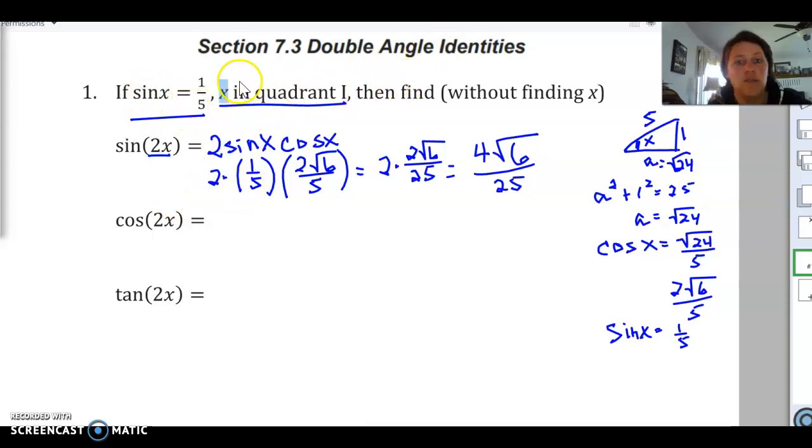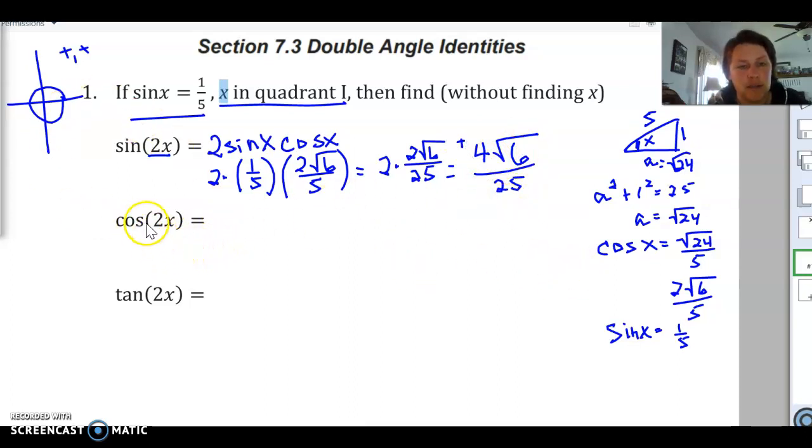Oh, good thing I looked back up there, we forgot to address the fact that we need quadrant 1. Not that this changes anything, but just so you know that it is something we need to make sure we're doing. If we want x to be in quadrant 1, then that means that both sine and cosine are going to be positive, which we're fine because we ended up with a positive answer anyway. Just make sure that you're keeping track of that.